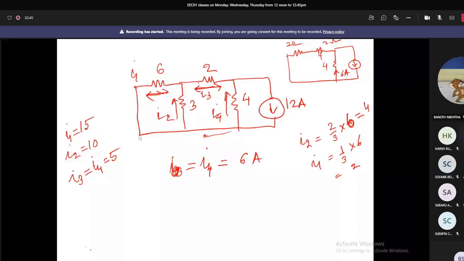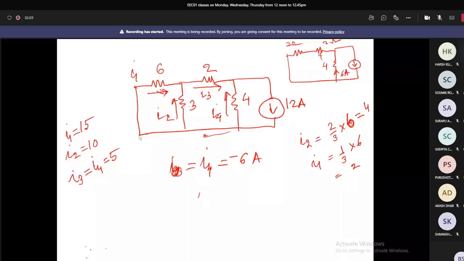So current will be returning, therefore it will be in this way. Now you have to check properly what is your I4 direction. I4 direction is the negative direction, but I3 is again 6 ampere, but in the other direction, so it is positive. I1 is what? I1 is positive, which is 2 ampere. I2 is in the other direction, which is 4 ampere. So if you now just add them up, then you will get the effective current through each and every resistance, right?